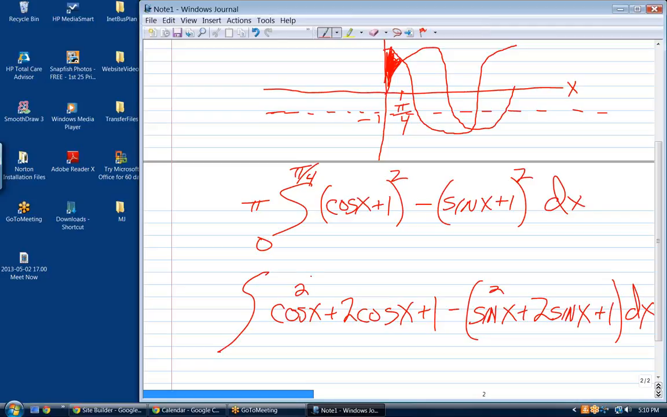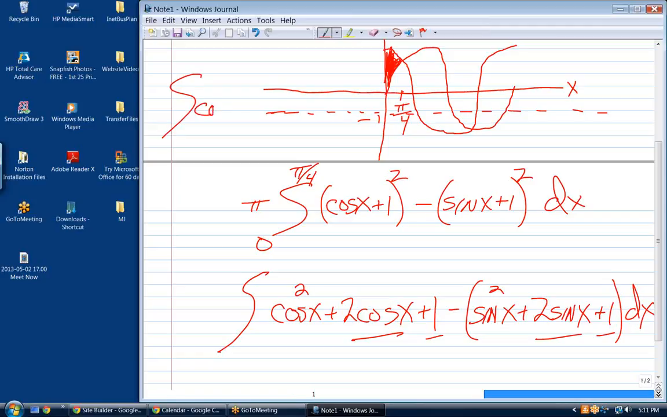Integrating cosine squared of x requires you to use the double angle. In other words, integrating this part, this part, this part, and this part is easy enough. The ones actually cancel. But integrating cosine squared and sine squared requires you to use that trig identity. There's no really easy way to integrate this.